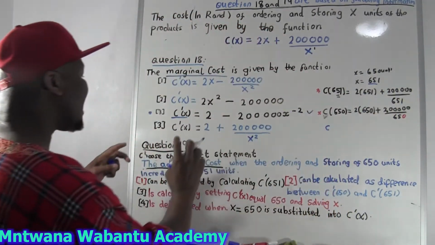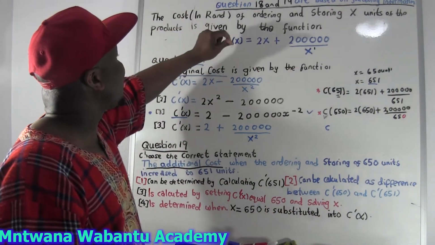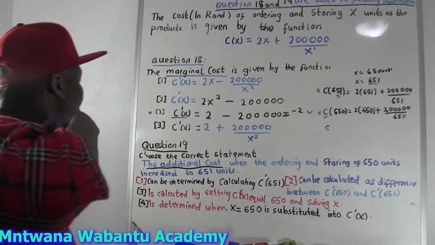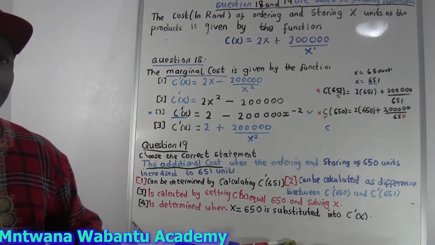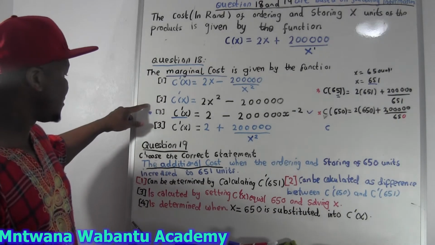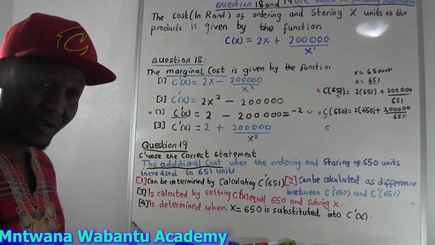So it depends, because now they did not specify whether it is normal cost or marginal cost. They just say additional cost. So this cost could be marginal, or it could be just normal cost. You understand what I'm saying?